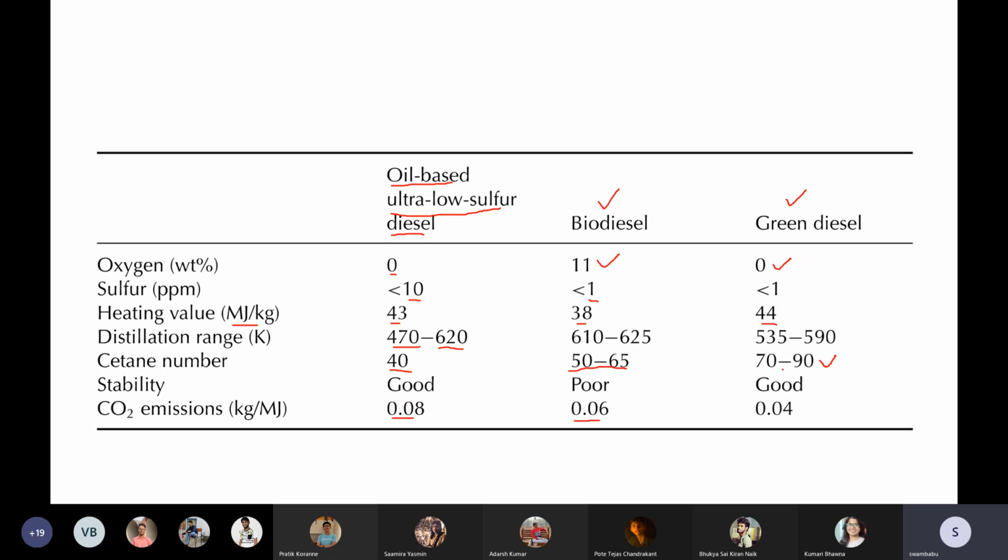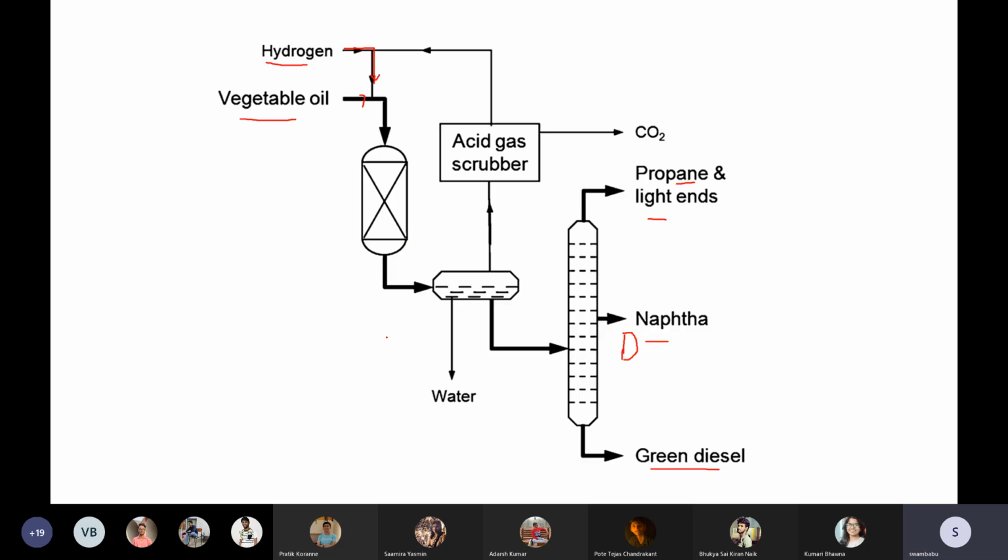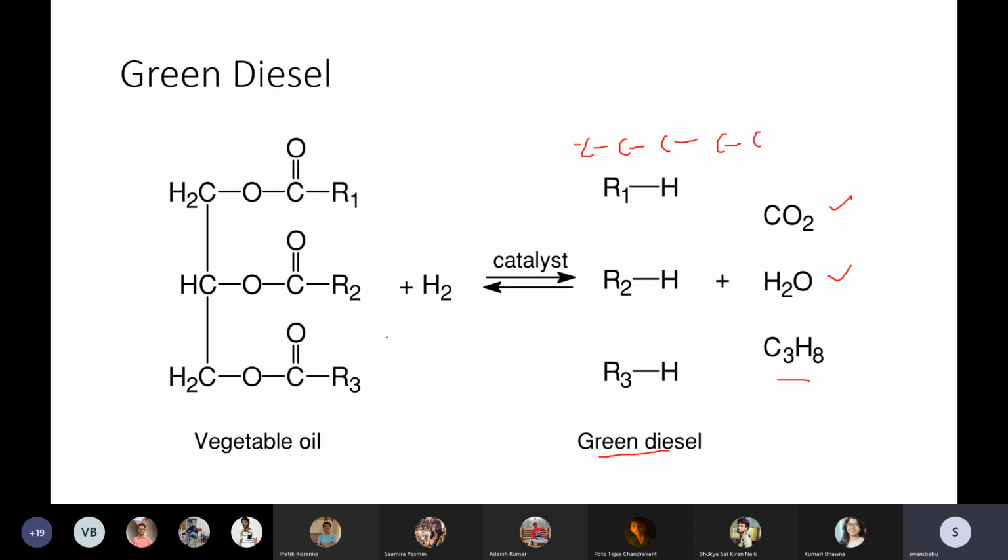So this has a much higher cetane number and the stability of this is also very good. And CO2 emissions are much lower than the crude oil based diesel. This way, we can produce green diesel using the simple reaction, hydrogenation of vegetable oils.